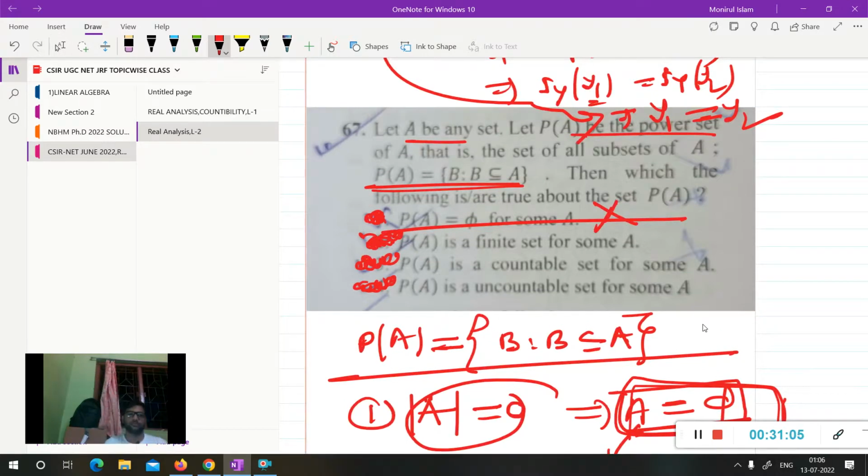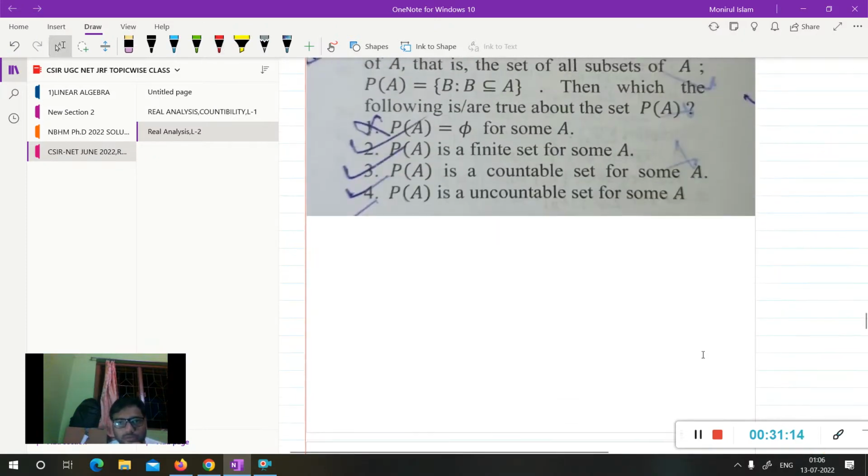Okay, so now going to option B. It says that P(A) is finite for some A. P(A) is finite for some A. So it is quite clear.